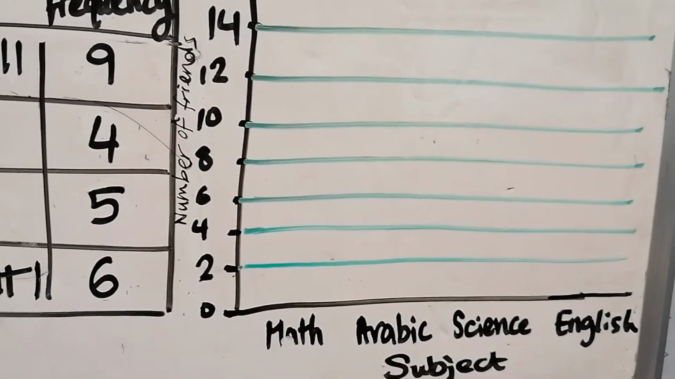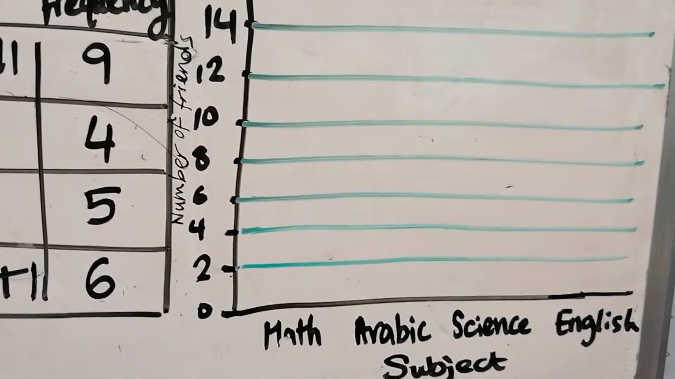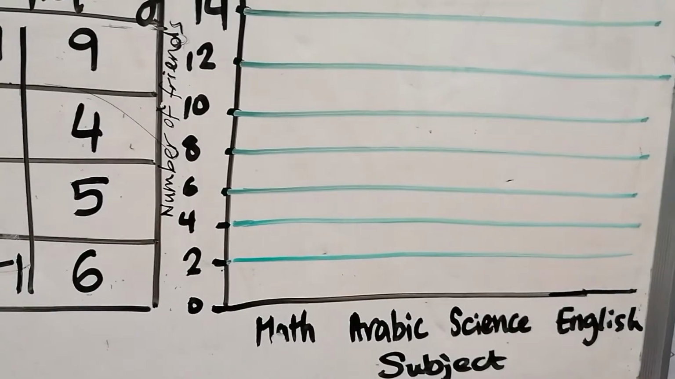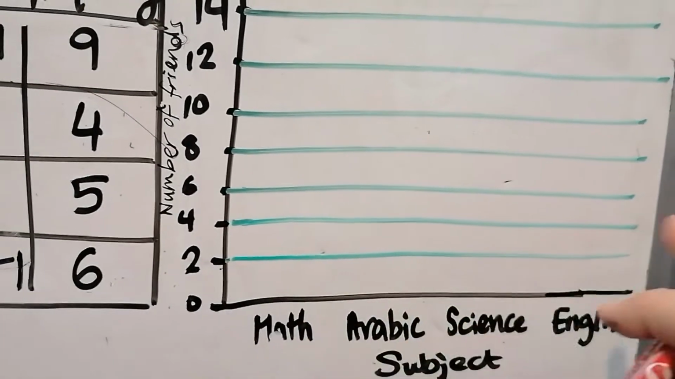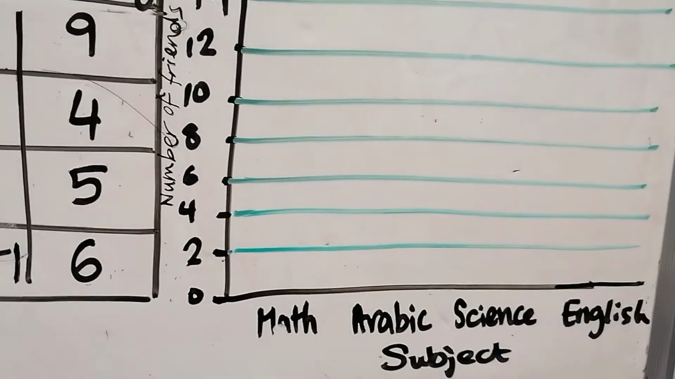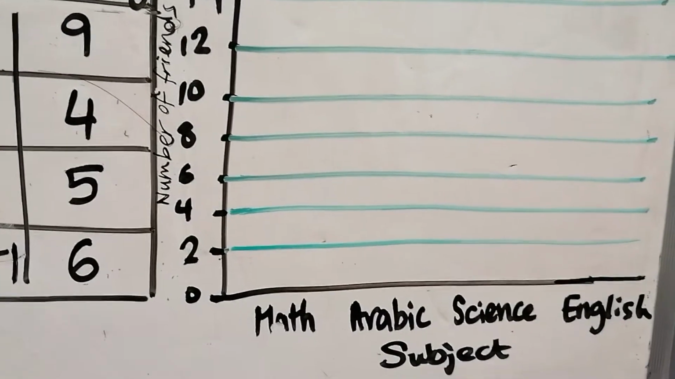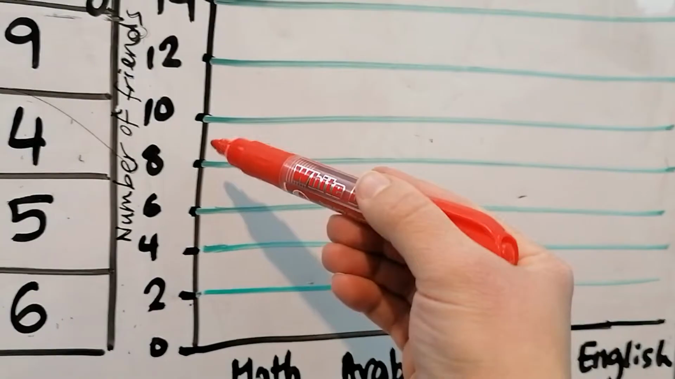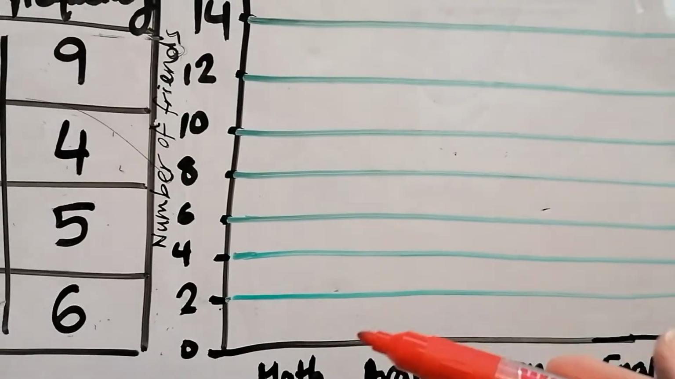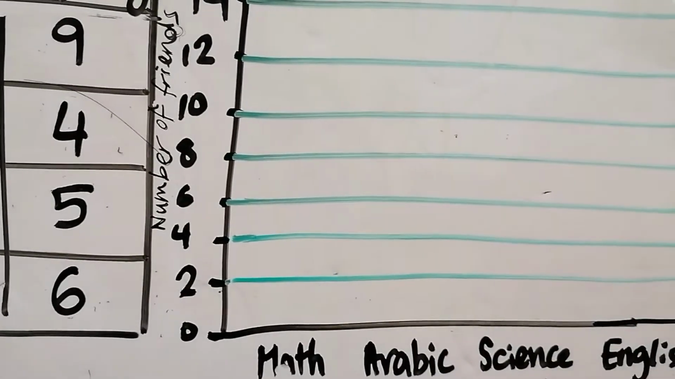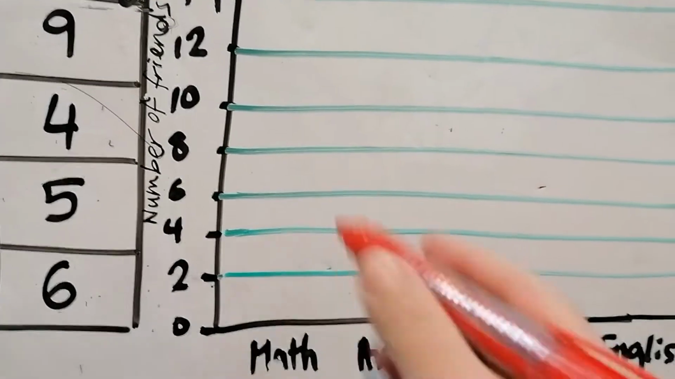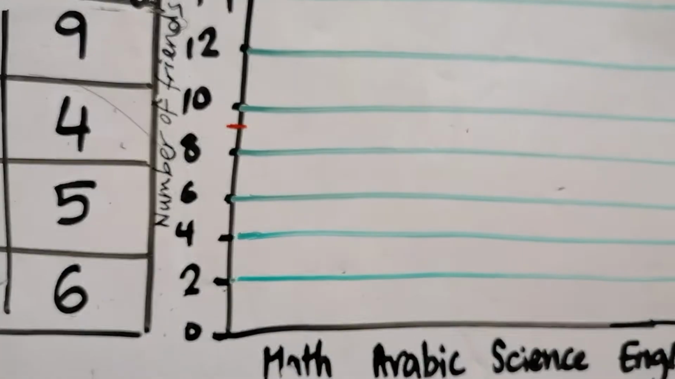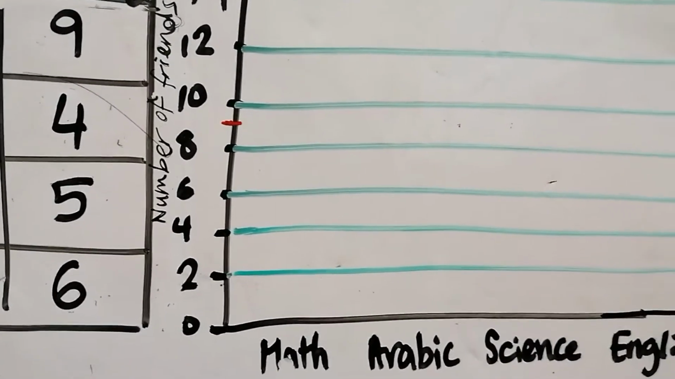Now, actually, this is a vertical bar graph because it's going to go upwards. That's called vertical, okay? If it was going sideways, that would be horizontal. 9 people chose math. This is the label math, and I need to find the number 9. I have an 8, I have a 10. I do not have a 9. Well, the 9 is between the 8 and the 10. So we're going to go halfway through between the 8 and the 10.